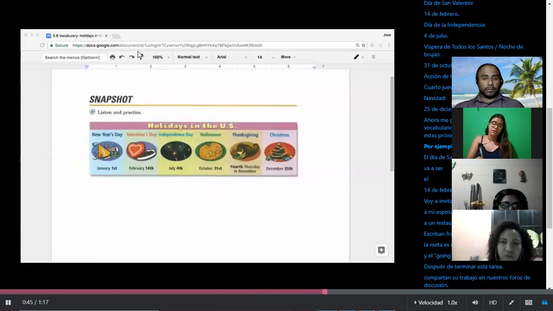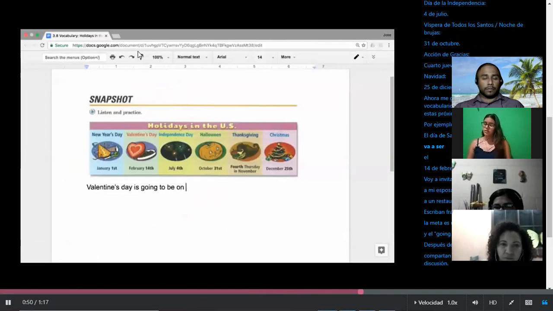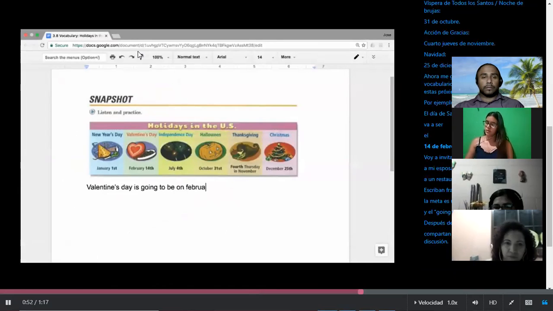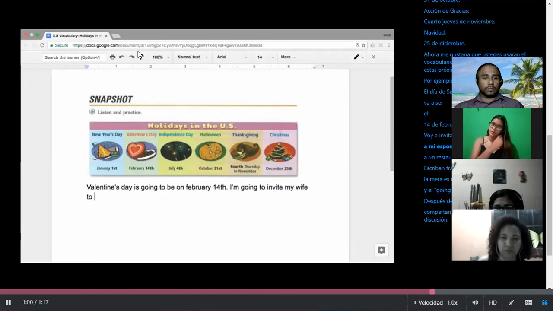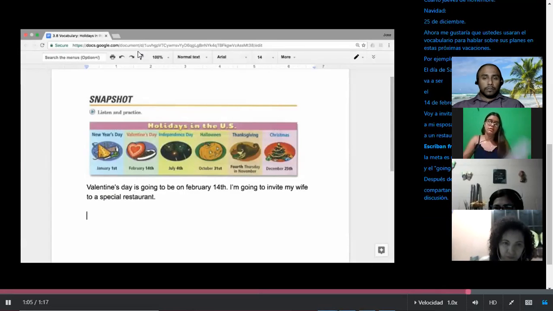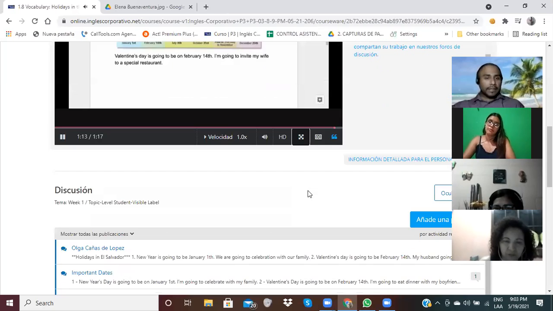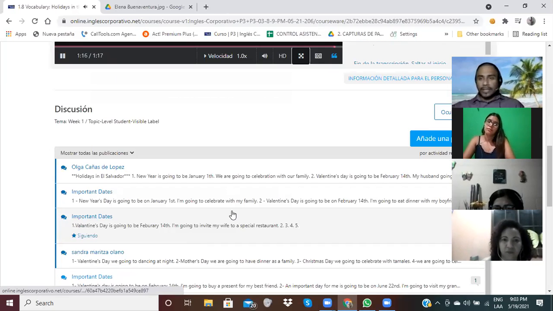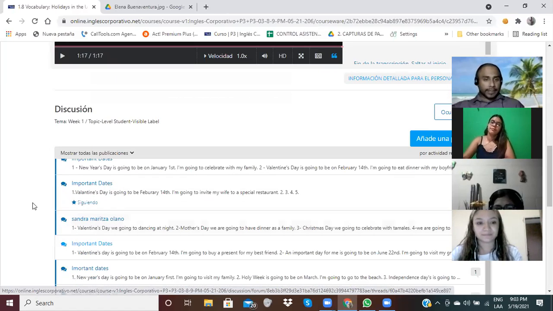Now, I would like for you to use the vocabulary to talk about your plans for these coming holidays. For example, Valentine's Day is going to be on February 14th. I'm going to invite my wife to a special restaurant. Write similar sentences as this one. The goal is to use the vocabulary and going to. So, en esta actividad, iban a escribir cinco oraciones acá. ¿Todos la hicieron ya? Yes. Yes, teacher. Okay, excellent, excellent.